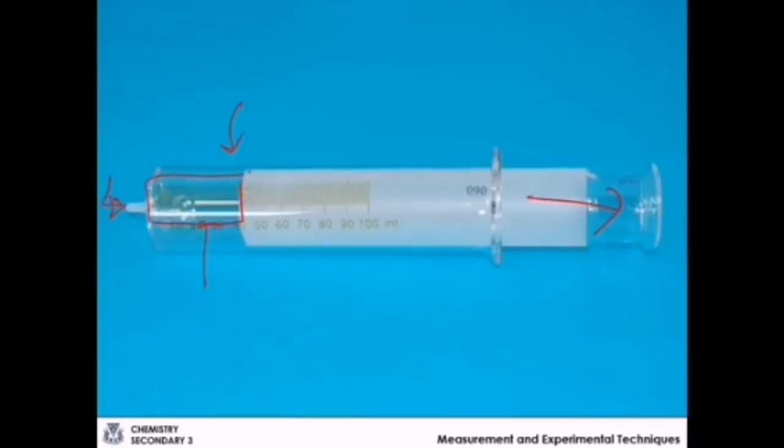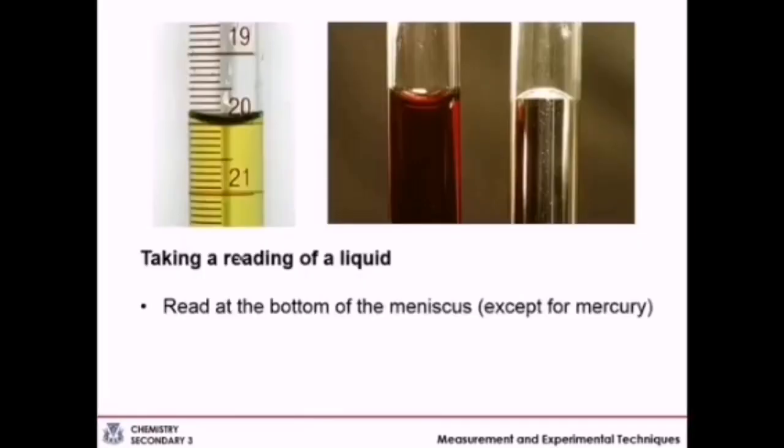If we apply pressure from the other end, the liquid will definitely move. Now the next important thing: how to take a reading of a liquid. Read at the bottom of the meniscus. What is the meniscus? Except for mercury, for all other liquids you have to read the bottom of the meniscus. Meniscus means the curved line over the liquid surface. For mercury it curves upward, and for the other liquids it is always downward.